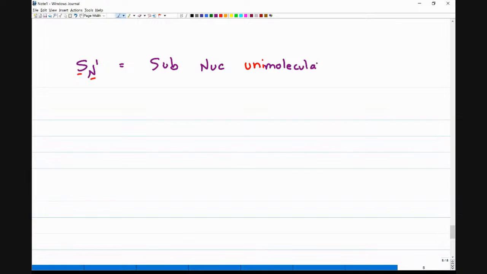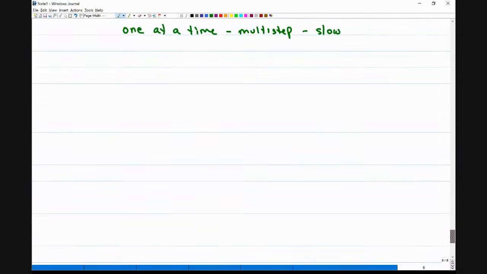And unimolecular does not mean one step. This is going to be a many-step reaction, sometimes 2 to 3, maybe more, but typically 2 to 3. This means we have one molecule at a time. That means it's a multi-step reaction, and that means it is a very slow reaction. Let's see what that looks like. If I have the same starting molecule as before, with bromine as a leaving group, but this time I react it with water, just H2O.